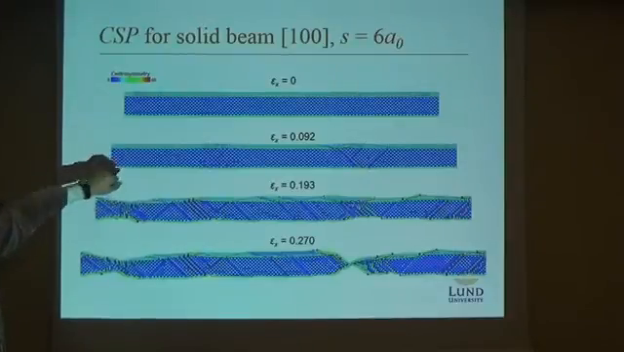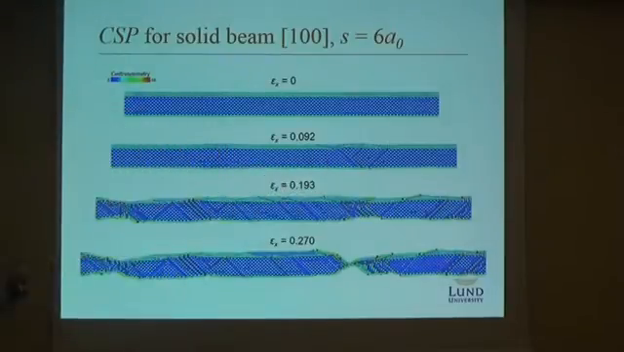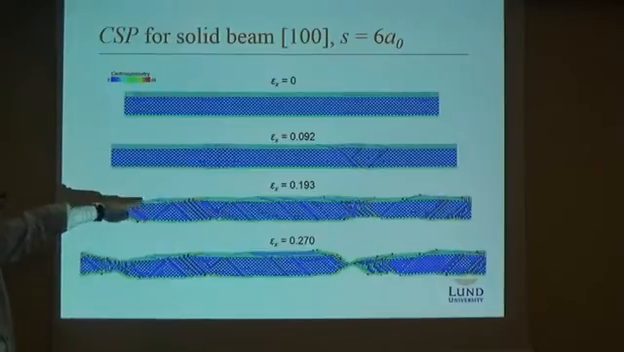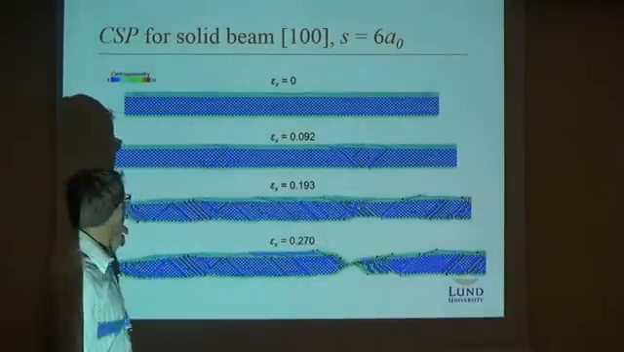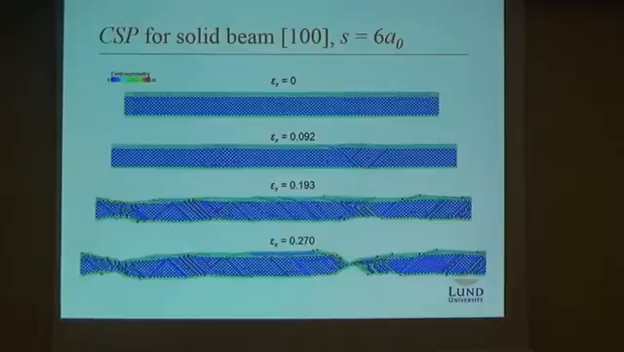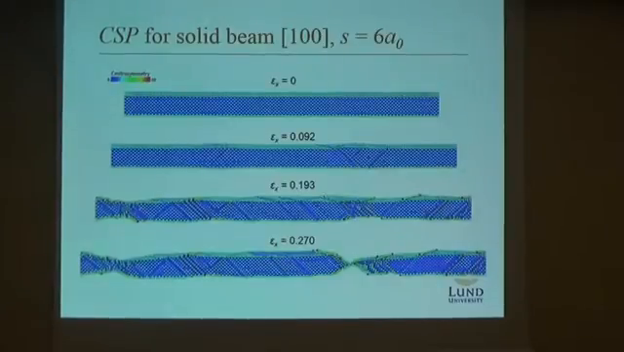Then this is the onset of plasticity. We can see that there are some slip planes that are activated here. This is close packed 1-1-1 planes that we see. If we increase strain even further, we can see that we form 2 necks almost simultaneously. One here at the end and one a bit more in the middle. And then when we continue to load the beam, eventually one of these necks will grow to failure.